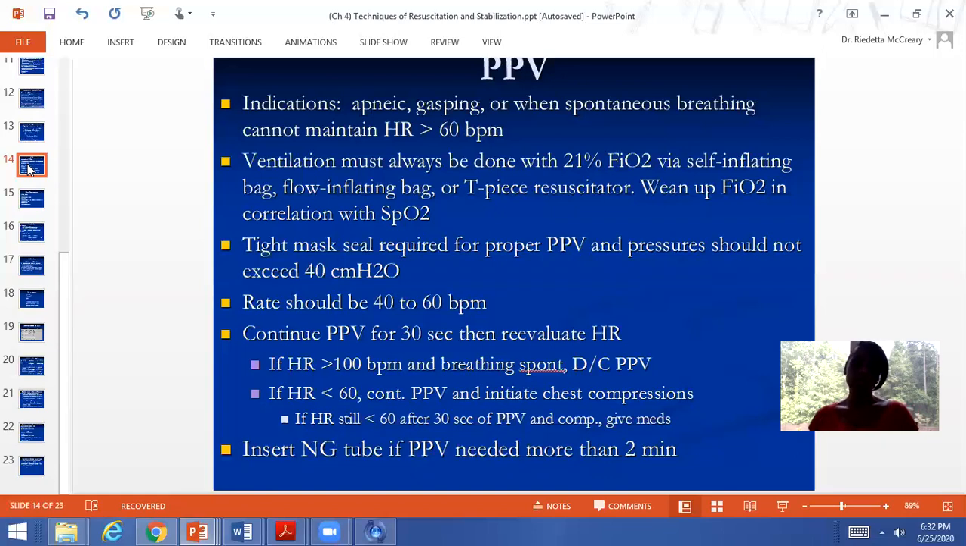We also need to consider, as it states here, to insert an NG tube if we're going to be delivering positive pressure ventilation for more than 2 minutes. As you know, there's 2 tubes, trachea in front, esophagus in the back. If you are bagging anybody, I don't care the age, you have the likelihood of getting air in their tummy. So that is why they say insert the NG tube, because we don't want their intestines now pushing up on their lungs, causing more difficulty to expand them, creating more atelectasis.